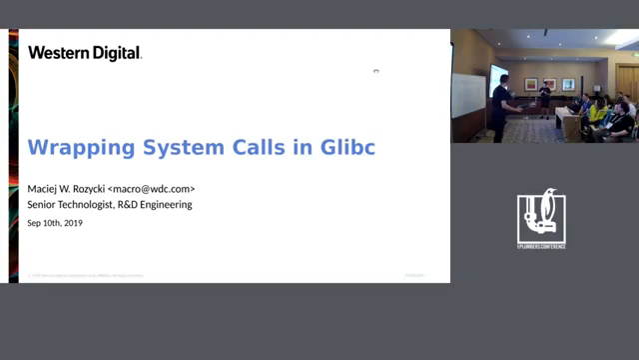I came here, myself and Dmitry, we're both coming to this conference and the GNU Tools Cauldron, which is happening later this week. And we were asked by one of the GLIBC maintainers, Florian Weimer, to talk about the issue of syscall wrappers in GLIBC.